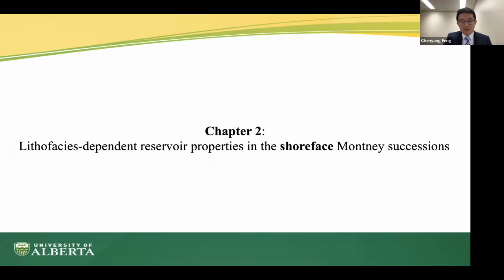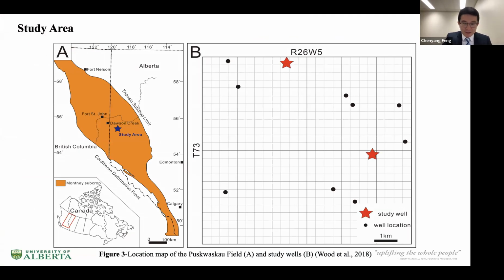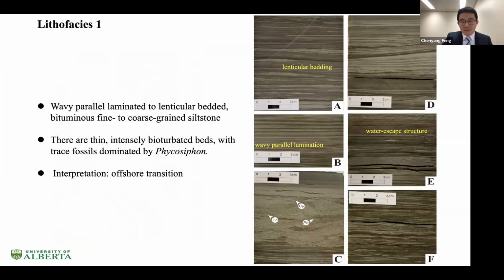Chapter 2 mainly focused on the lithofacies dependent reservoir properties in the shoreface Montney successions. The study area is the Pouce Coupe field located in west central Alberta. 2 studied wells are shown in the map. Lithofacies are divided on the basis of sedimentological and ichnological information. Totally 4 facies are identified.